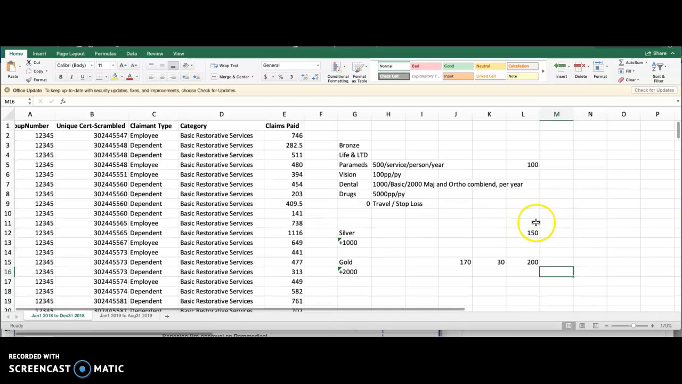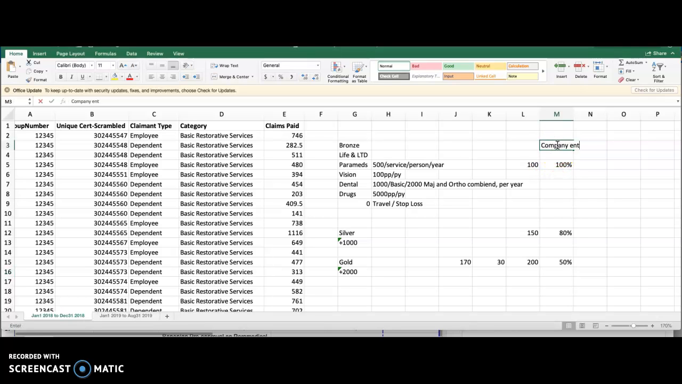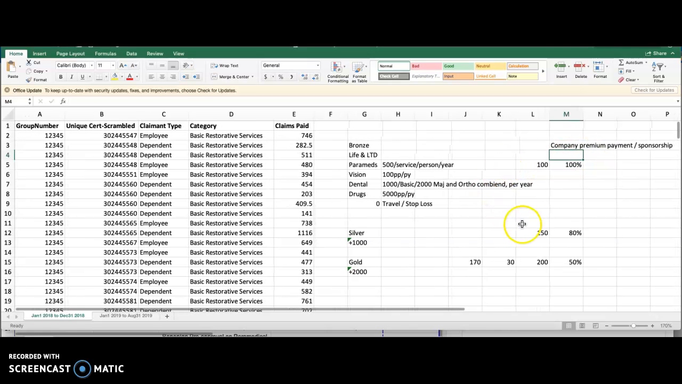I think you get a psychology or a behavior whereby if you're telling employees, I'm going to pay 100% of this premium, but I'm going to pay 80% of this one and 50% of this one as the company, entitled premium payment or sponsorship as the plan sponsorship, then that's going to drive behavior.